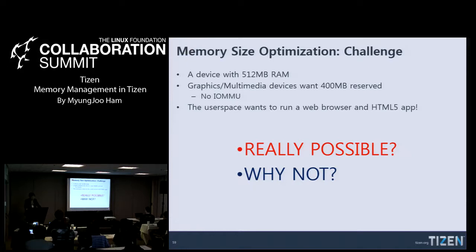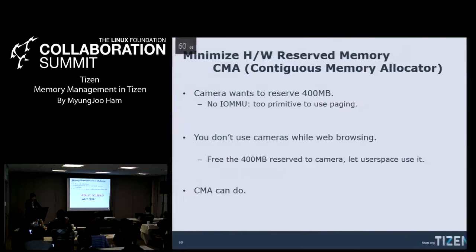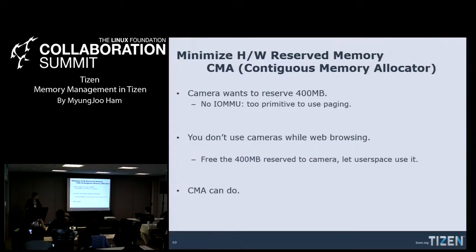Well, we were tasked to solve this, and in conclusion, we have successfully landed the web browser and web applications in this environment. What we did is use CMA. This device didn't have any IOMMU devices. Well, it's quite primitive, but it was used to lower the cost. And most of the 400 megabytes of reserved memory was used by the camera. The camera was required to have like 10 sequential shots.